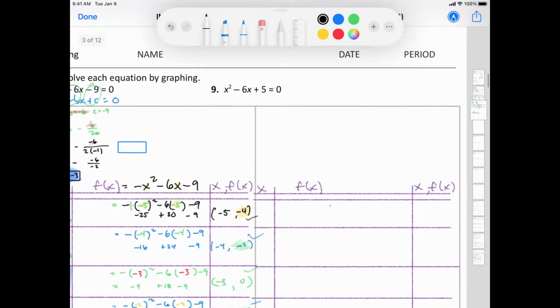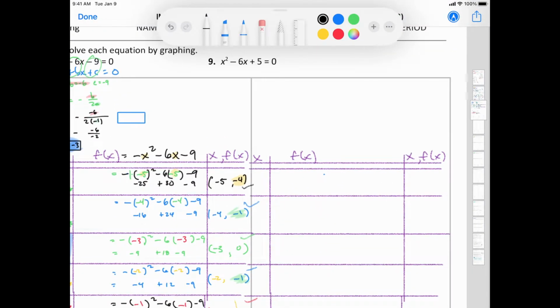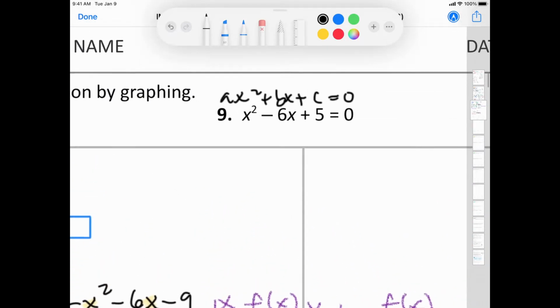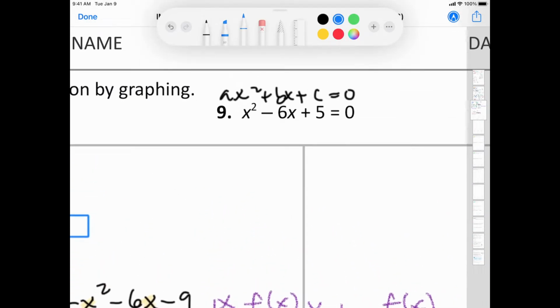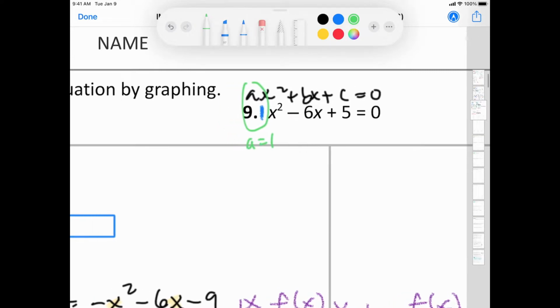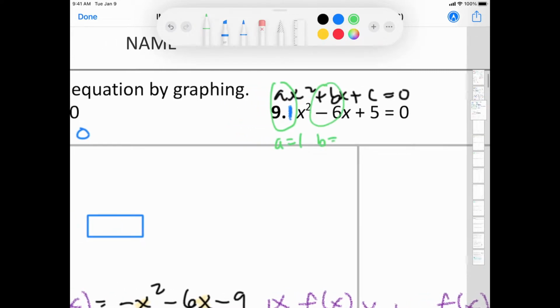And question number 9. Let's go ahead and get standard form right below. It's easy as A, B, C. And if you get stuck, there is a 1 here. So A equals 1, B equals -6, and C equals 5.